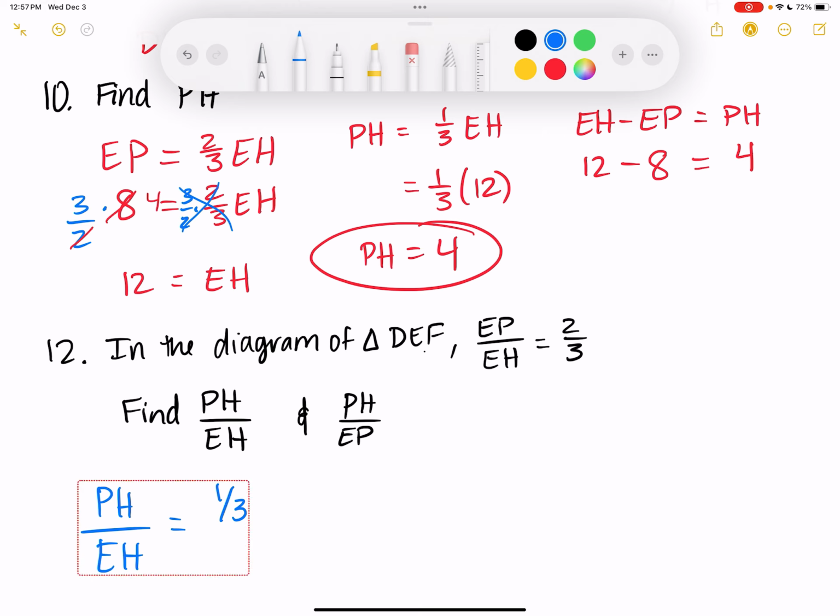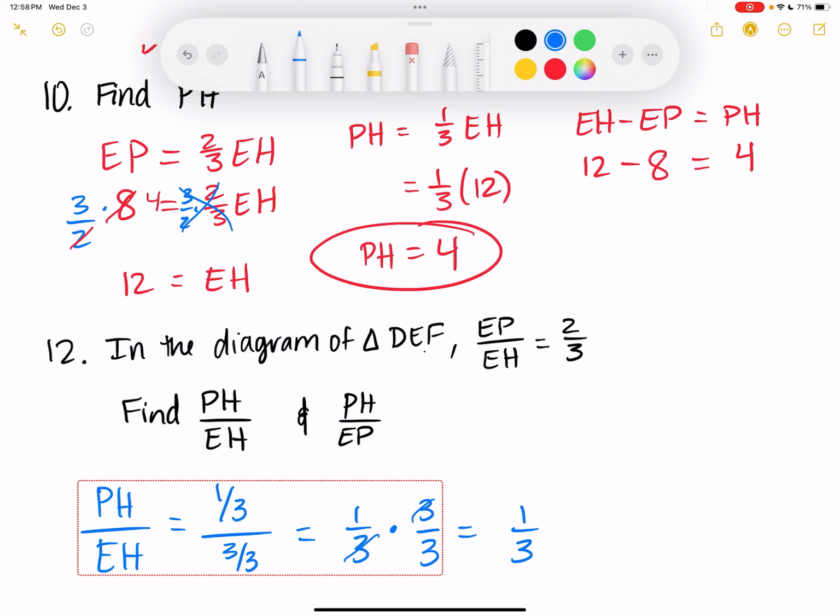Now, EH is the whole thing, which means as a fraction, that would be 3 out of 3. Or just 1, depending on how you want to think about it. But this will help us set up the next one. When we divide by fractions, we multiply by their reciprocal, so we keep the top one, and then we flip this fraction. Now, because it's 3 over 3, I don't really need to do that, but it's being multiplied by 3 over 3. The 3s cancel. This is equal to 1/3.